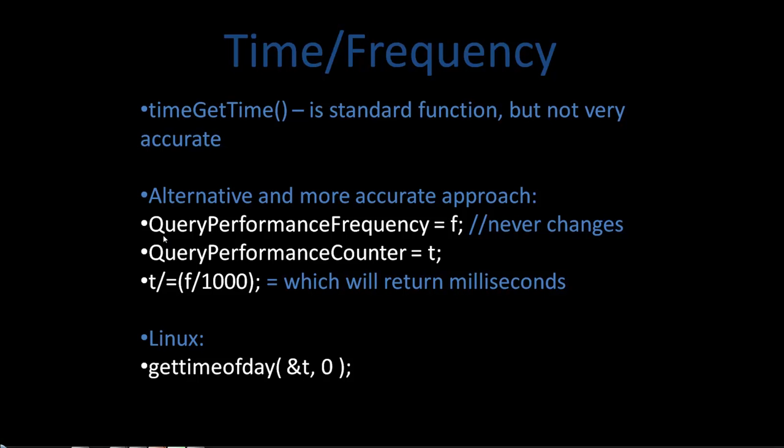In Windows there is QueryPerformanceFrequency. This returns a value that shows how frequently the counter is updated every second, and this value never changes because it all depends on our CPU. And another is QueryPerformanceCounter, which returns to us the number of ticks that have passed since the system was started. Then, for example, to get the milliseconds, we take the frequency divided by 1000, and then we divide the ticks by that, which will return the milliseconds at the end. But in Linux it's a bit easier.